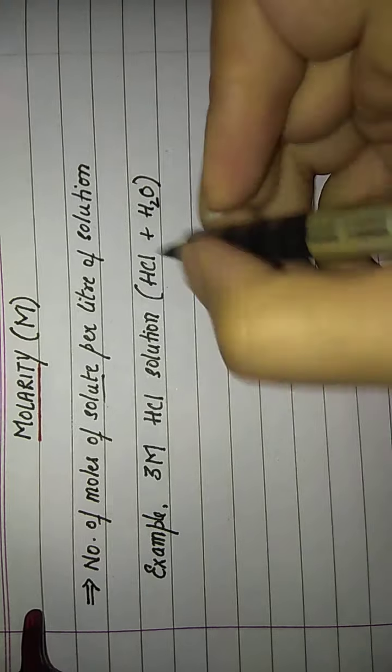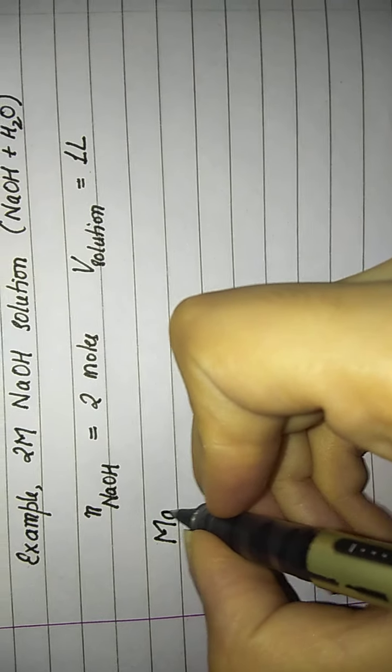And the second information that I have is the volume of the whole solution is equal to 1 liter because it says number of moles of solute per liter of the solution. Fine. So this is how we define molar solutions. Now let us see how we can express molarity mathematically.